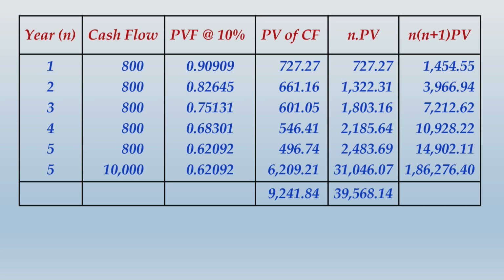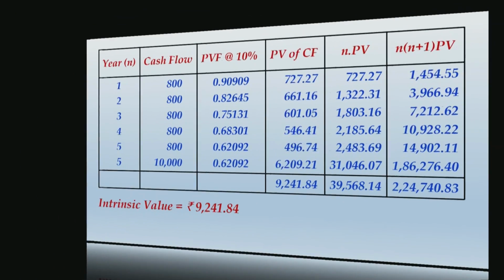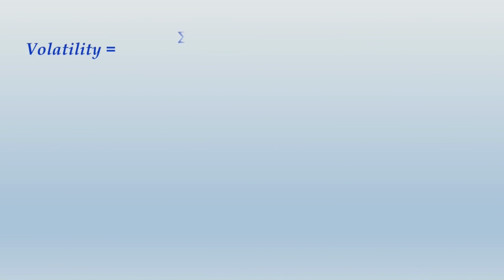And when you take the summation of N into N plus 1 into PV, it will give you the base for computing the convexity of the bond. So let us first conclude that the intrinsic value is rupees 9,241.84. Alright friends, so let us move ahead and determine the values of volatility.